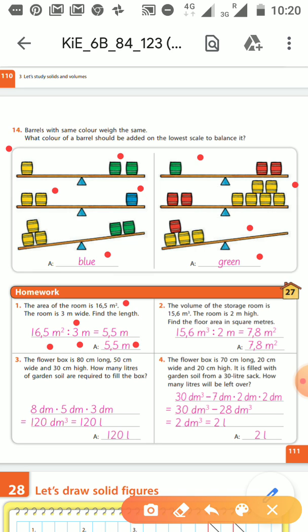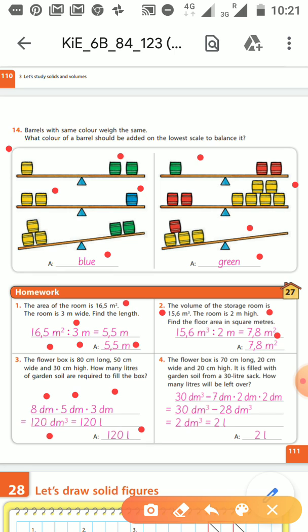The answer is 5.5. For volume, you've been given the answer is 15.6. And you know the room is 2 meters high. So what's the area? So it's 15.6 divided by 2, 7.8. Flower box, you've been given 3 measurements, 80, 50, and 30. So how many litres are required? So you do 8 times 5 times 3 is 120 litres.